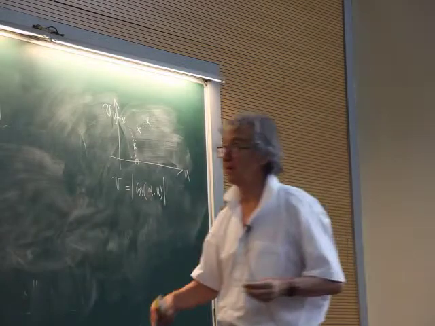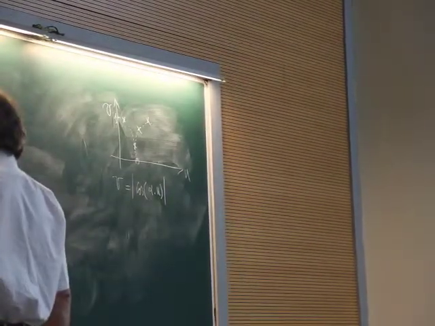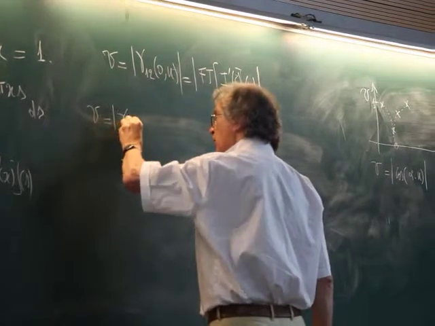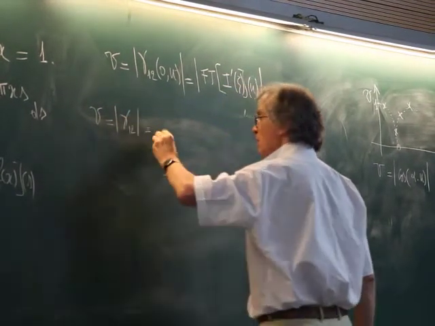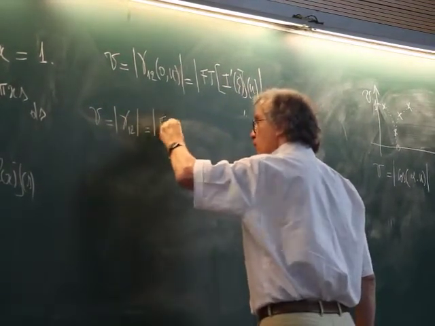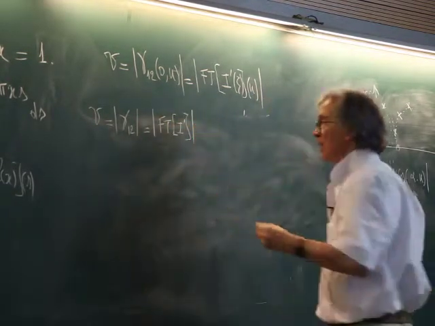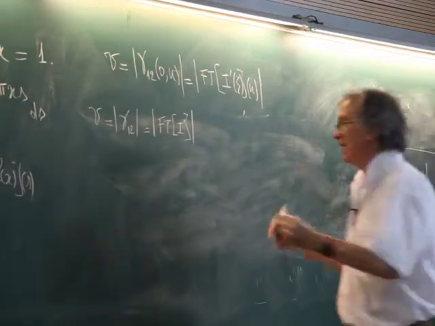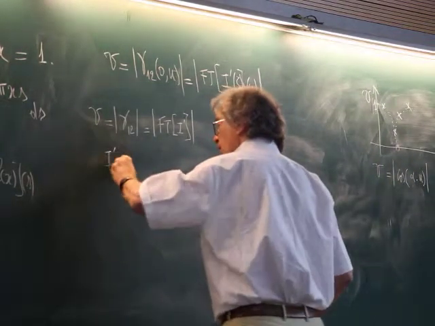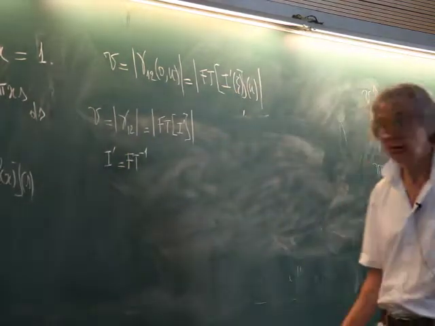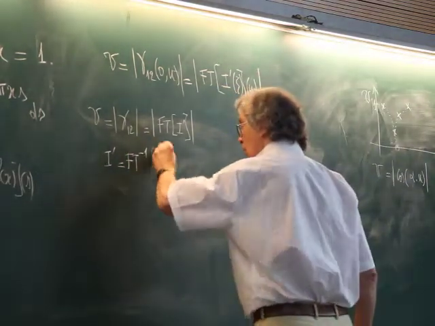Well, the answer is the following. You remember, the visibility is the module of gamma 1, 2, which is the module of the Fourier transform of I prime. Now I could say, okay, so I prime is an inverse Fourier transform of what? Of gamma 1, 2.